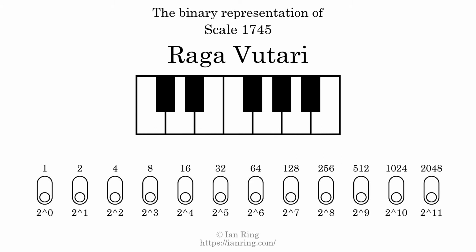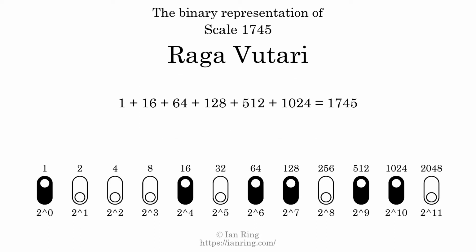The binary representation of this scale is determined by mapping tones of the scale to binary digits. Each binary digit represents a power of 2. To get the scale number, we add the powers of 2 together. The powers of 2 that are present in the scale, all added together, equals 1745. That is why the scale number, in decimal, is 1745.